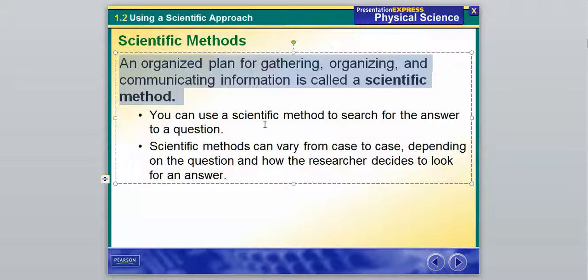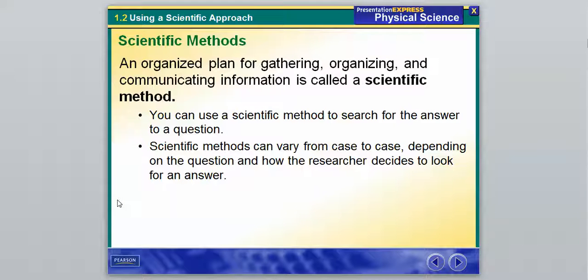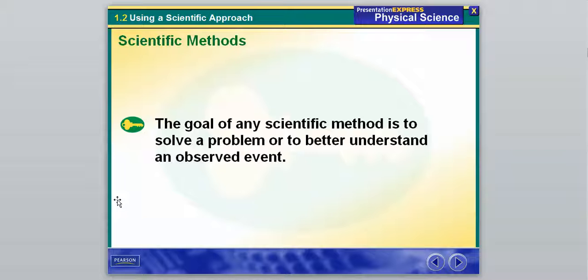We can use this scientific method to answer a question, and it can vary from case to case depending on the question and how the researcher decides to look for an answer. In a second, we're going to get the main outline of how the scientific method can occur. Some scientists are going to do things different ways depending on the case, but for the most part, it's going to be a pretty orderly step-by-step process that we can follow. By following it, our goal is going to be to solve a problem or to better understand an observed event.